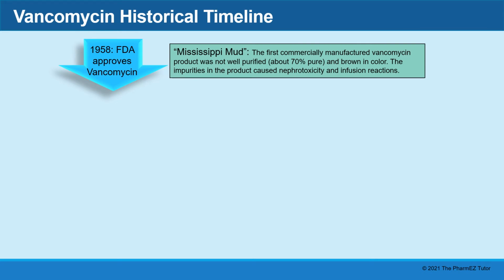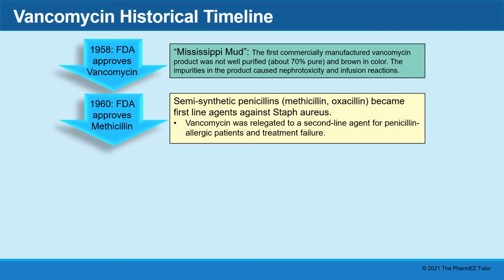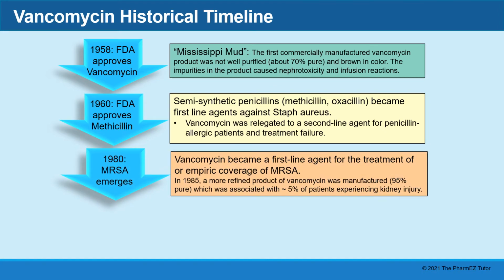It was initially called Mississippi Mud because the first commercially manufactured drug was not well purified, only about 70% pure, and brown in color. The impurities in the product caused nephrotoxicity and infusion reactions. In 1960, the FDA approved methicillin, so semi-synthetic penicillins such as methicillin and oxacillin became first-line agents against Staph aureus, and vancomycin was relegated to a second-line agent. However, in 1980, MRSA emerged, and vancomycin became the first-line agent for the treatment of or empiric coverage of MRSA.